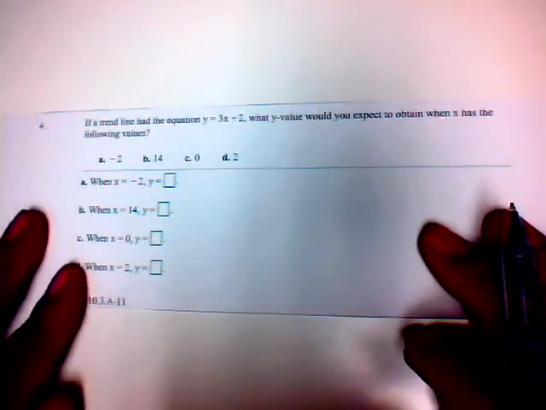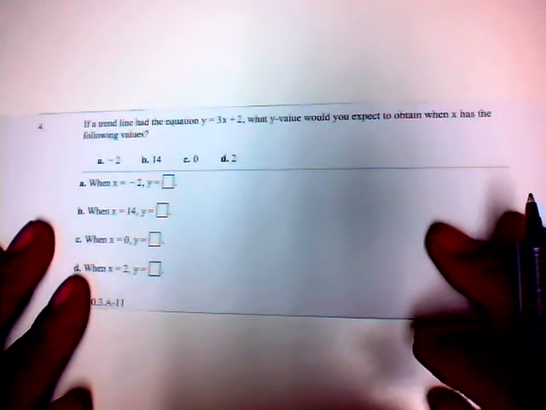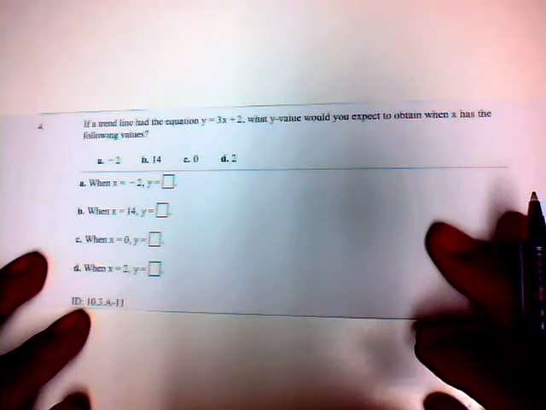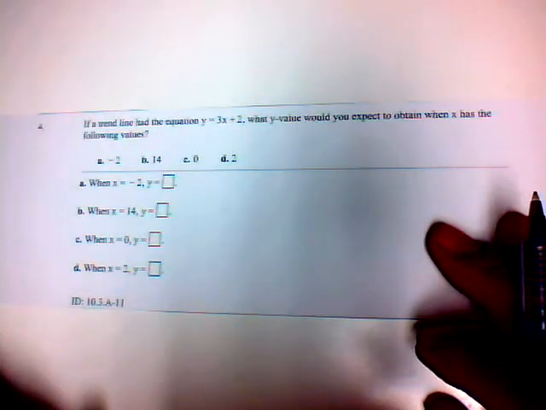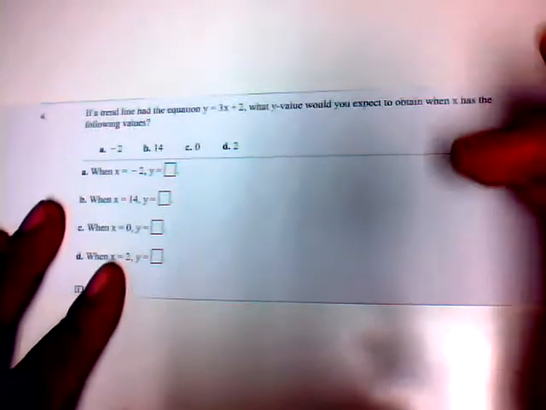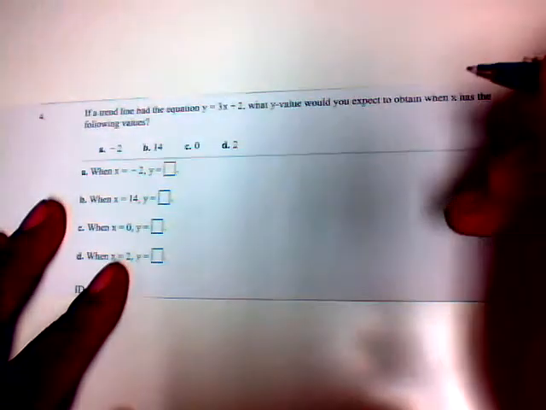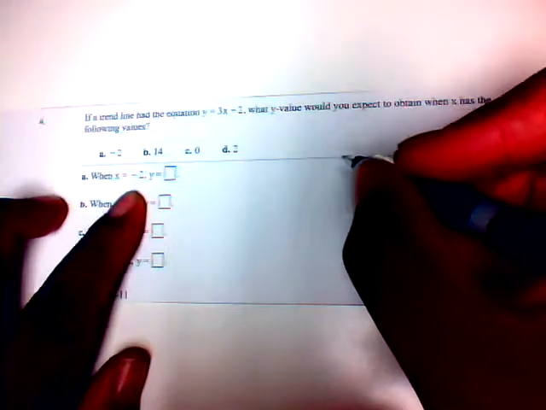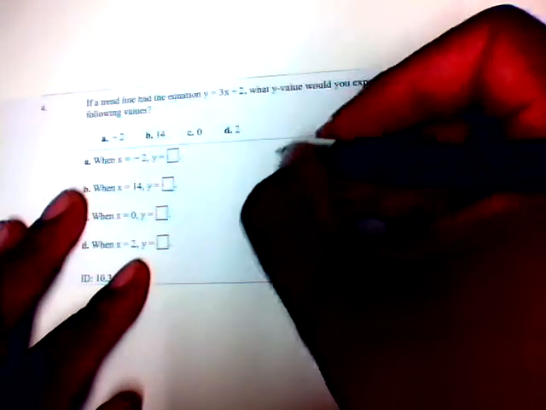Problem number 4. If a trend line had the equation y is equal to 3x plus 2, what y value would you expect to obtain when x has the following values? Okay, so here the trend line had this equation, y is equal to 3x plus 2. And you want to find out what the expected value is going to be when x is equal to negative 2.